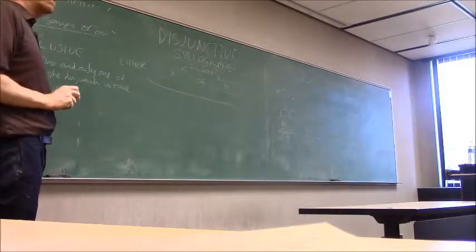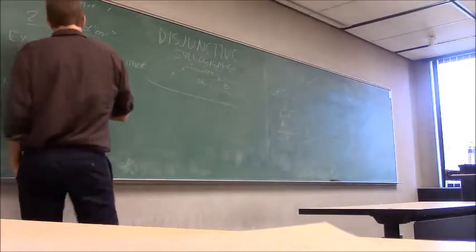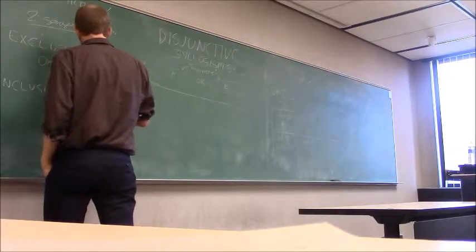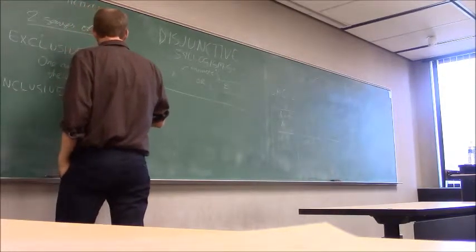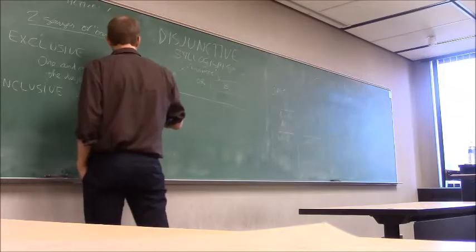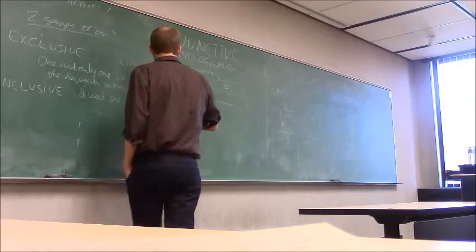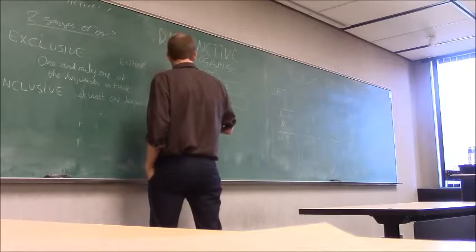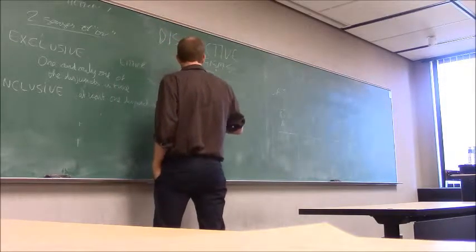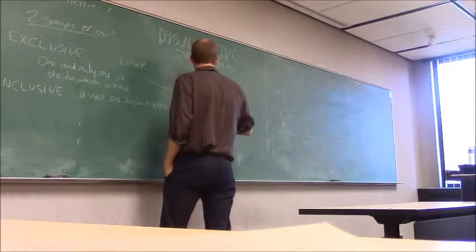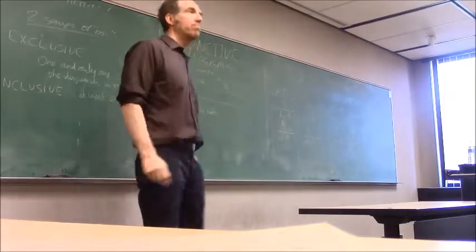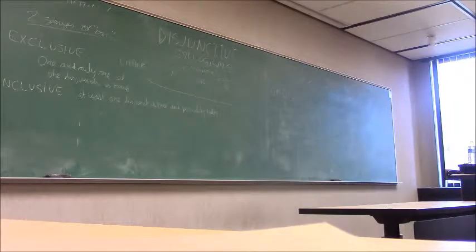And according to the inclusive use of the word or, at least one disjunct is true, and possibly both. Possibly both. In other words, it's possible that both A and B can be true at the same time.